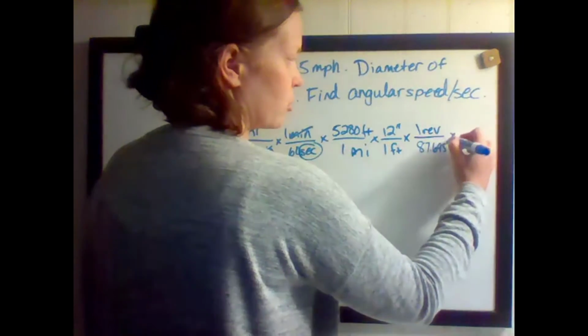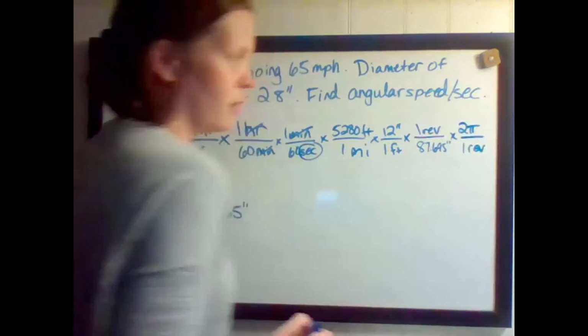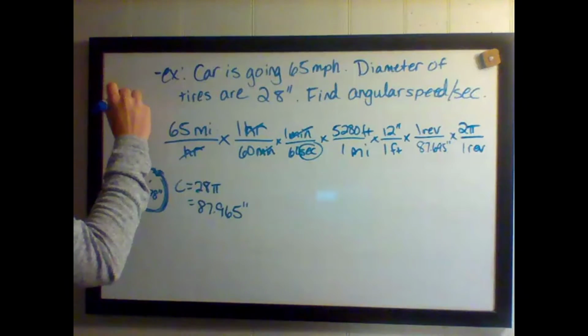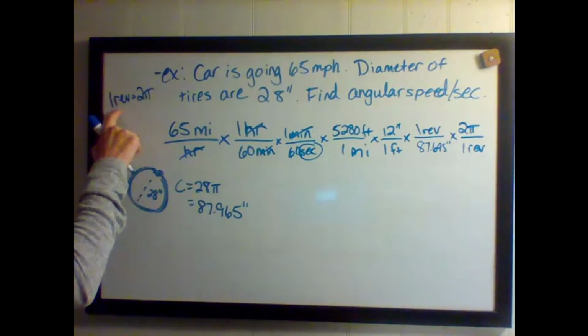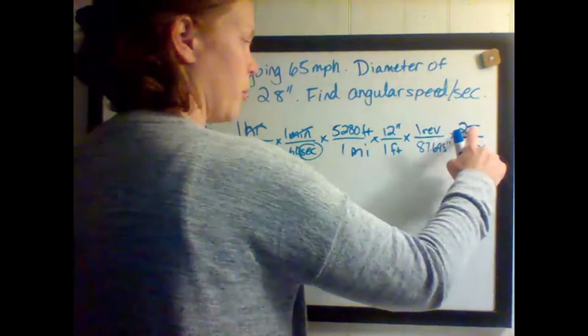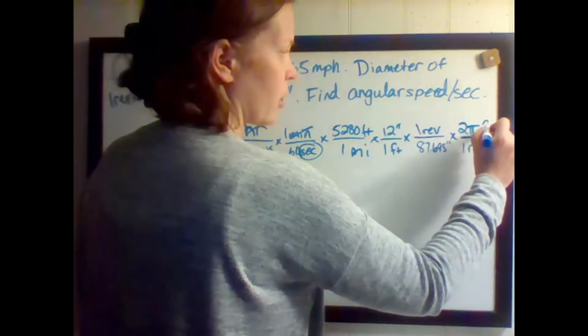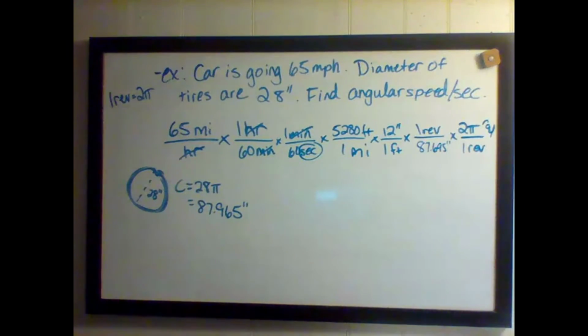Well, I don't want revolutions. A revolution is 2 pi. So this is kind of an important conversion to keep in mind with angular speed. A revolution is equal to 2 pi radians. So that'll get me my radians on top. Again, radians is not really a unit, but that's 2 pi radians.